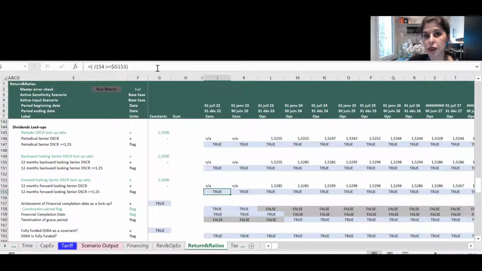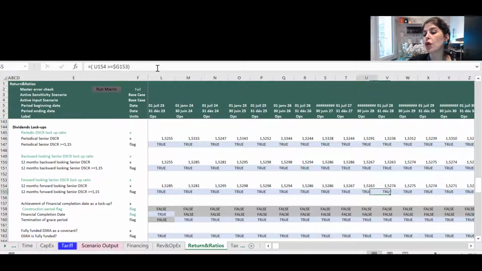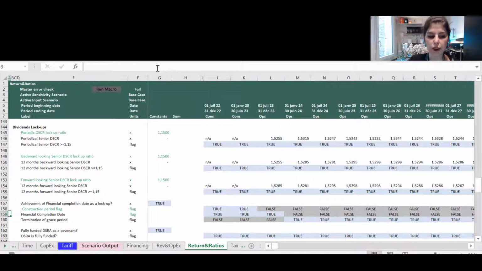Another condition is the forward looking. So 12 months looking forward in this project, they wanted to make sure that the ratios are above 1.15. And I'm going to look forward and I'm going to make sure that this ratio is met before I can distribute any dividend.